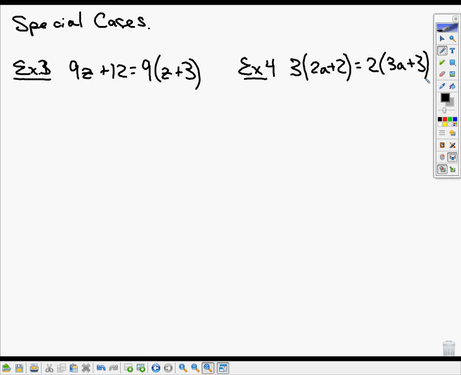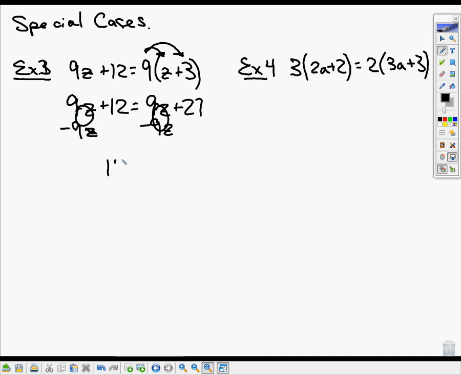Alright, as far as the solution to these, the first thing we need to do here is to distribute this. We'll end up with 9z plus 12 equals 9z plus 27. If we collect our terms that have the variable in it, subtract 9z from this side, subtract 9z from this side, you'll notice this zeroes out and so does this. What we really end up with is that 12 equals 27. And 12 does not equal 27, so that's actually a false statement.